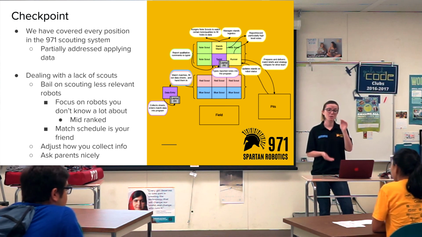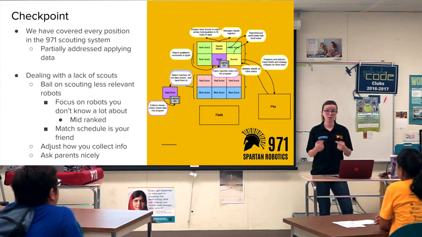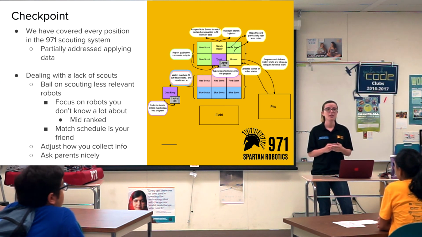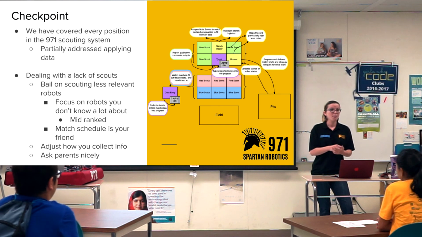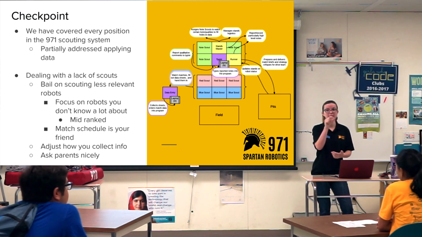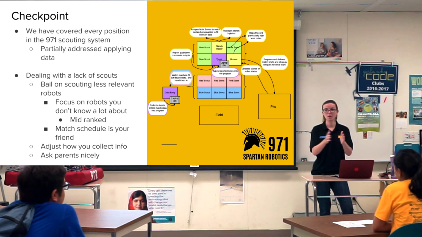You want to focus on the mid-ranked robots, the robots for whom seeding gets quite random, because those are the robots that you don't know a lot about and that you have no way of finding out about without direct observation. The match schedule is your friend. If you only have 4 scouts, then look at the match schedule and pick the 4 teams that you know the least about, have them scout those. Just bail on the other 2.